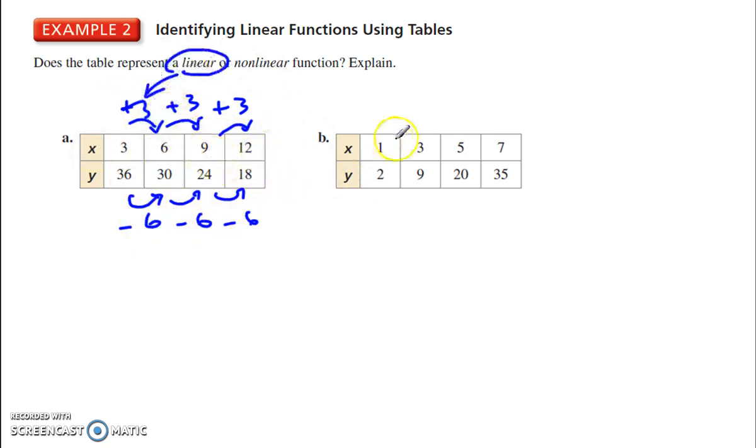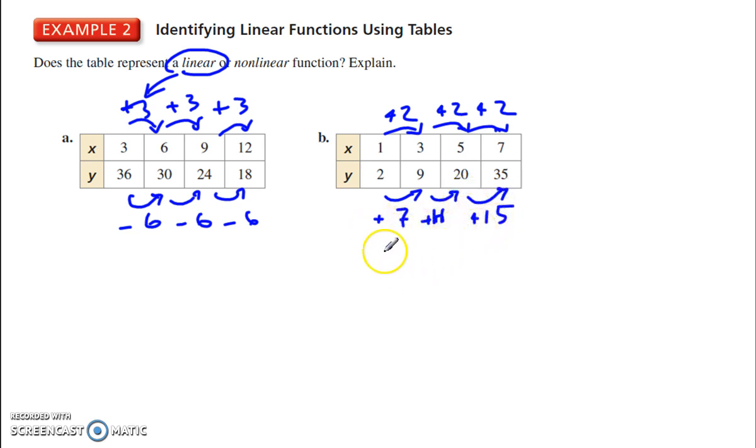Linear right there. Okay, this one we have a difference of 2, and 2, and 2. Down here from 2 to 9 is a difference of 7, and then a difference of 11. We can already tell. We don't need to go any further here, but that is 15. This is not a linear function.